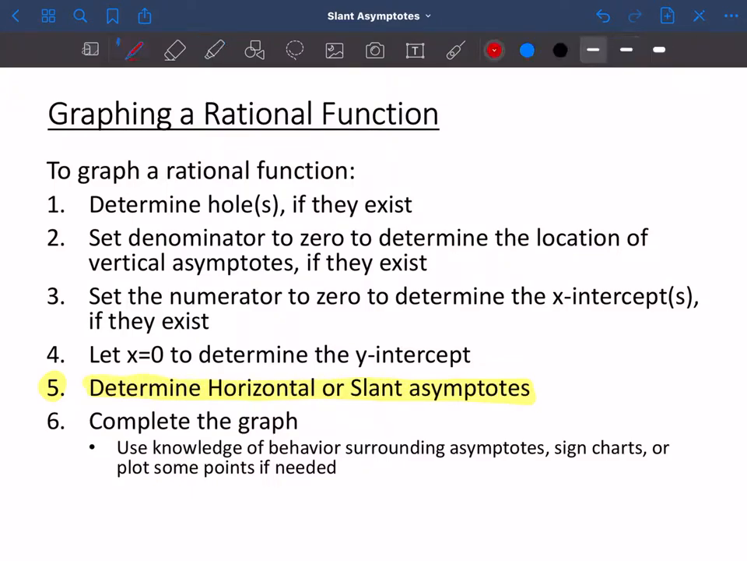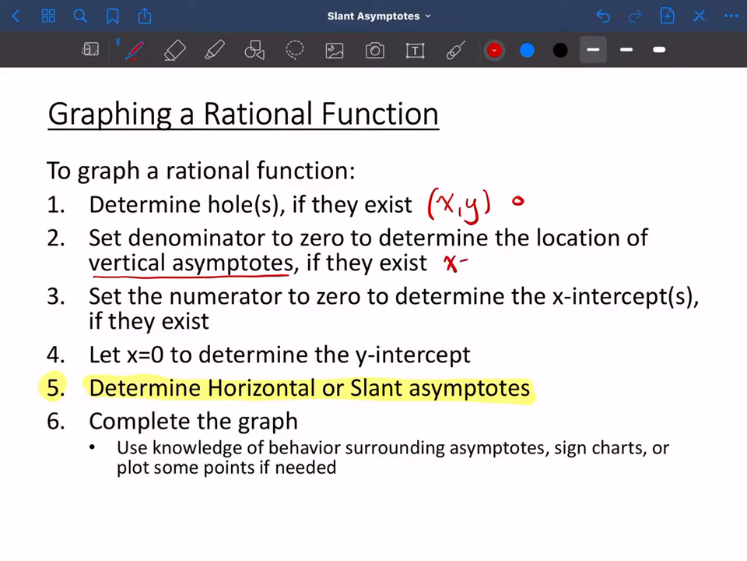So just to walk through our steps here, we determine the holes if they exist. And remember, holes occur when you have a repeated factor in the numerator and denominator. So if you can reduce your function, that produces a hole. Holes are going to be a coordinate point, an ordered pair that you would have to include on your graph using an open circle. Our vertical asymptotes, those are going to occur when you set your denominator equal to 0. So after you've reduced your rational, you need to set your denominator equal to 0, and that will identify your vertical asymptotes.